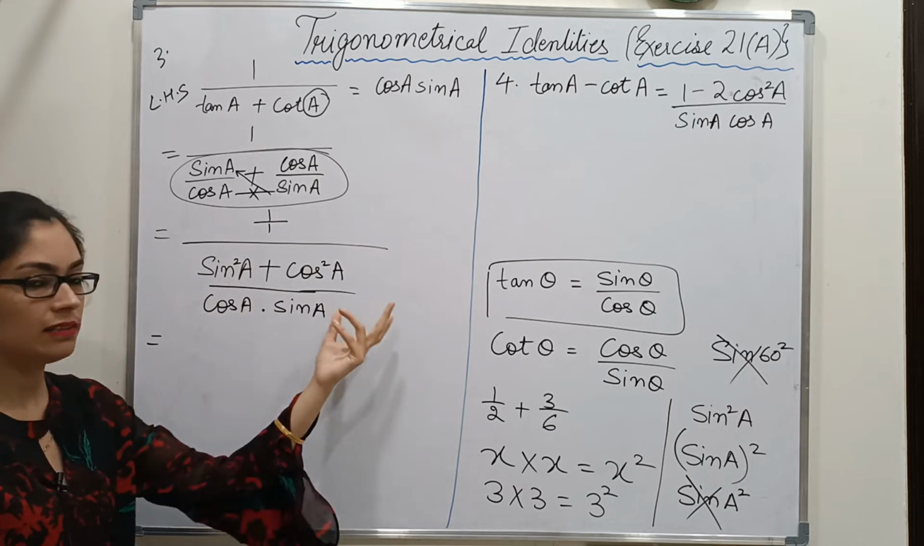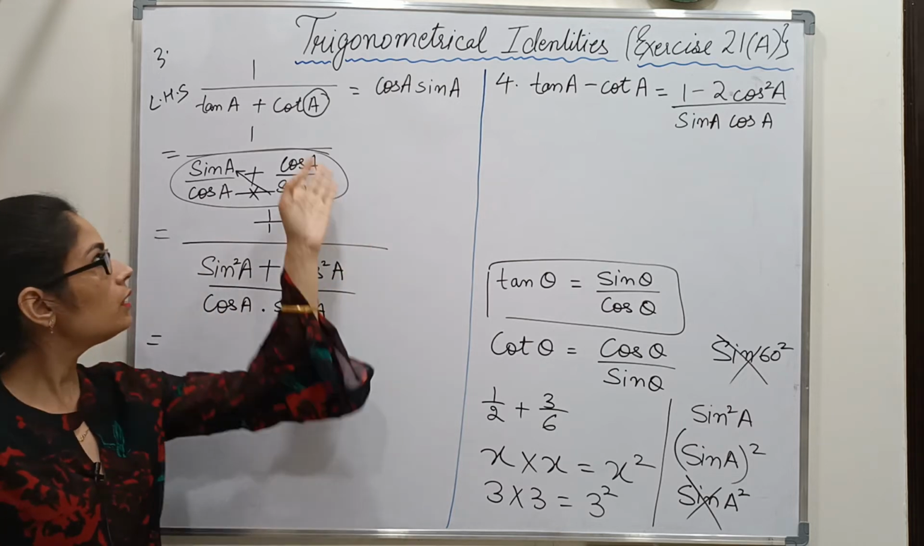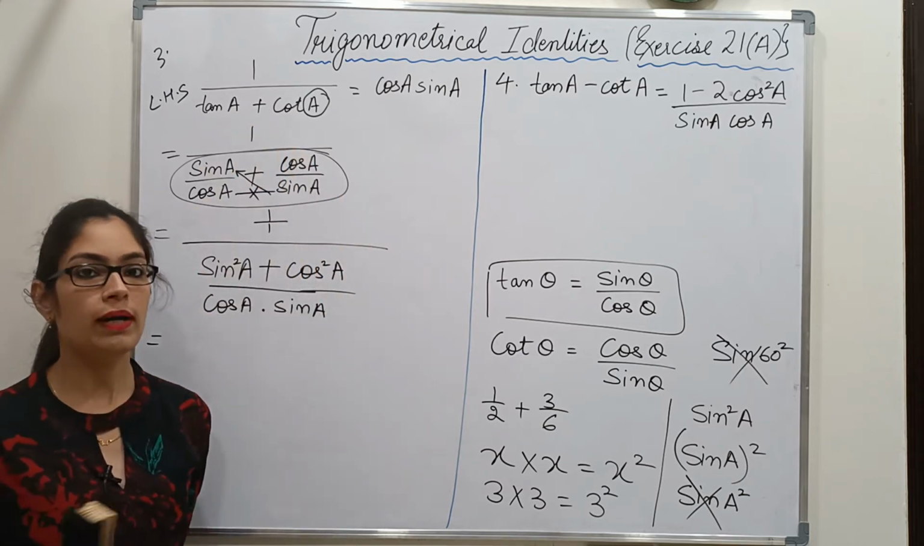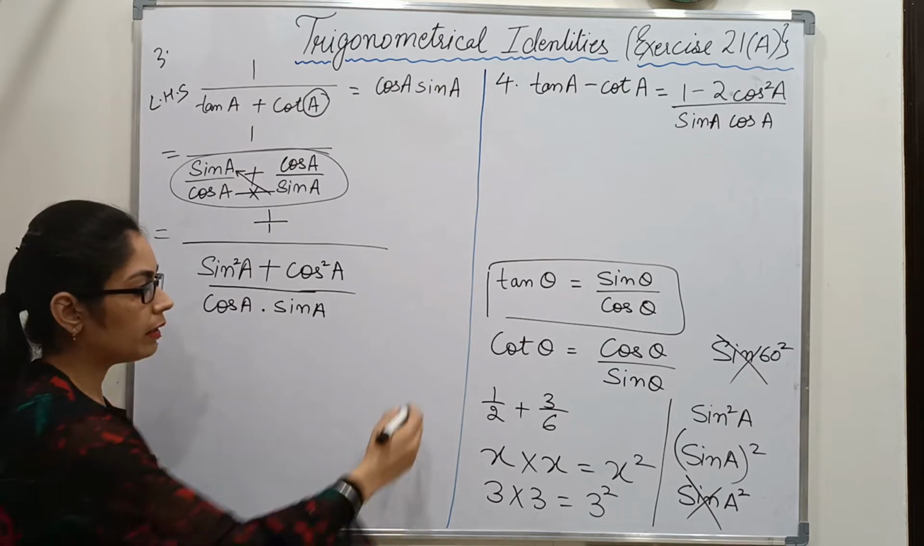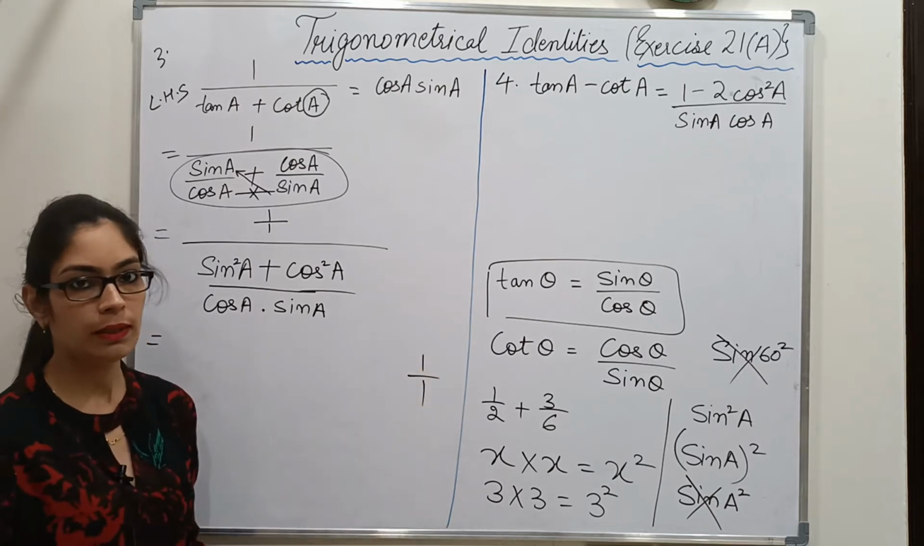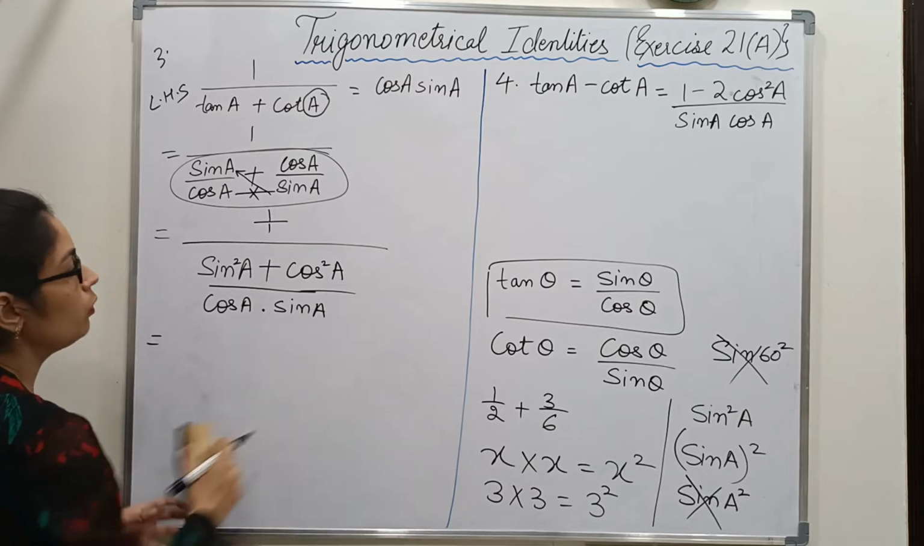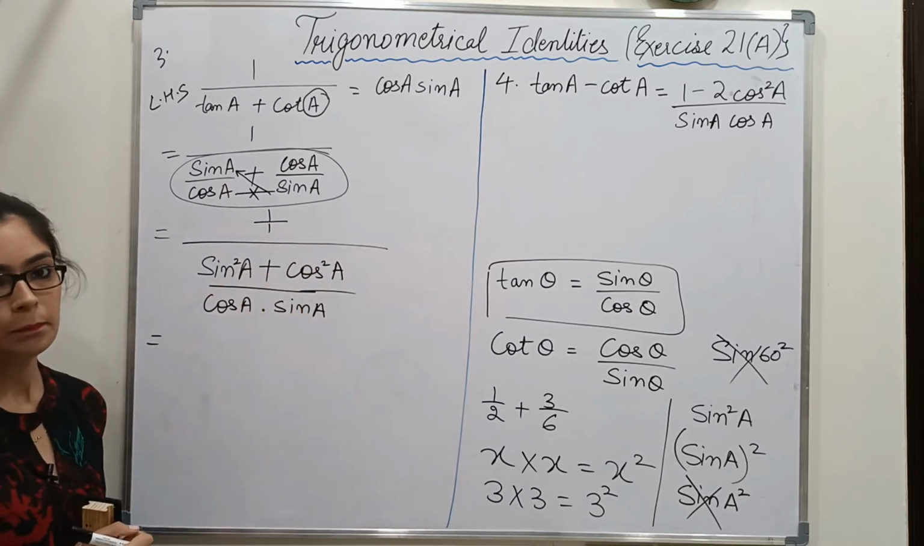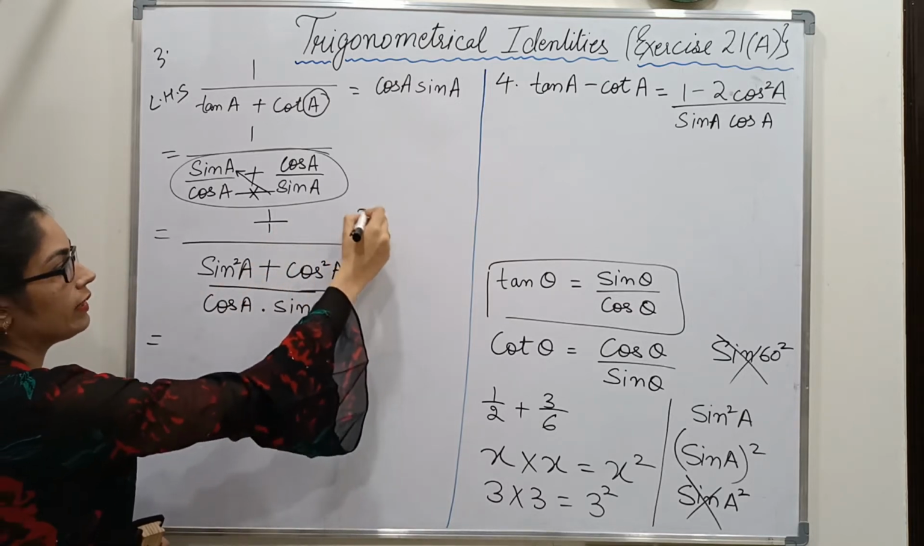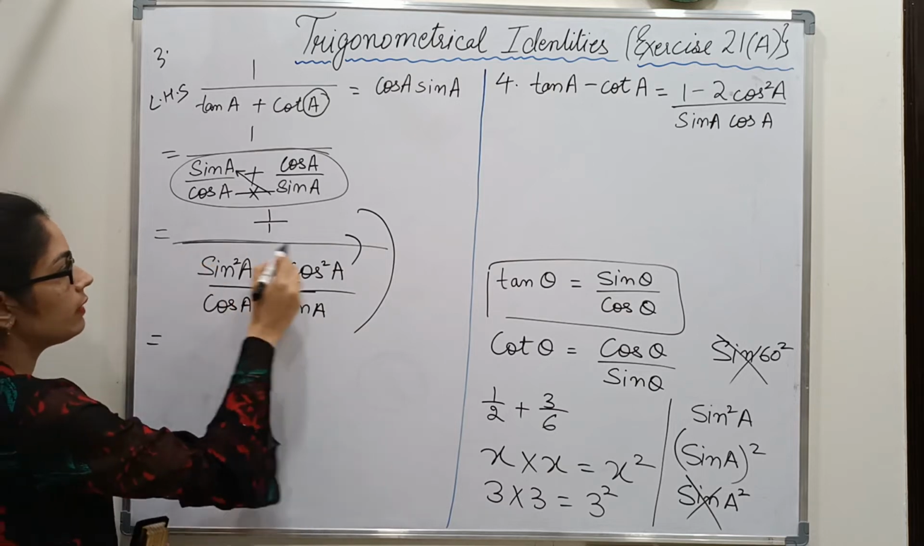This is also one fraction, this is also one fraction. Because if I have only one, so what does one mean? One we can write as 1 by 1, same thing only. Now we are getting two fractions getting divided, because this is the sign of division.